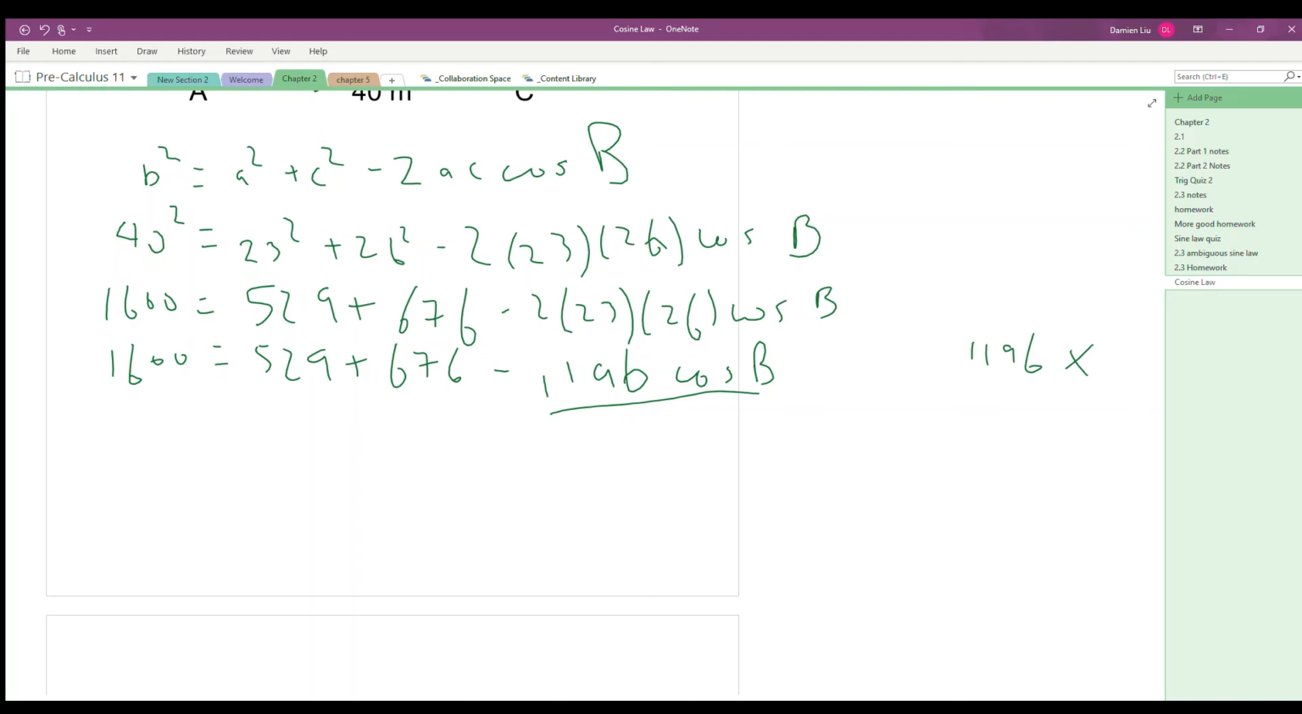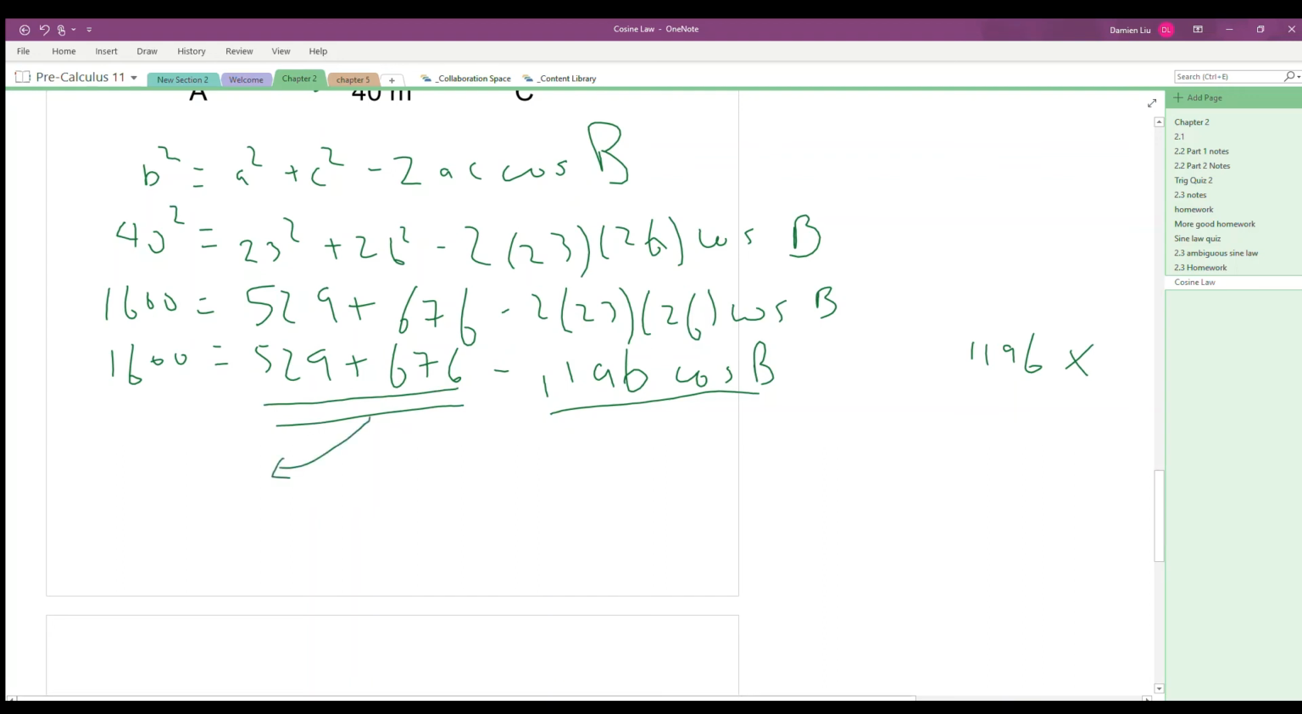Once again, the most common mistake I see with cosine law is right here: people decide to go 529 plus 676, take away 1196, get a value times cos B, and then divide both sides by that number. Do not do that. The 1196 is with cos B. It is times cos B, just like 1196x. You need to get rid of these pieces over here to bring it over there.